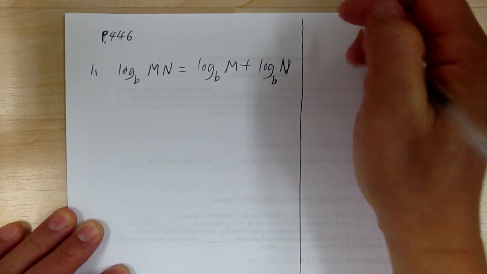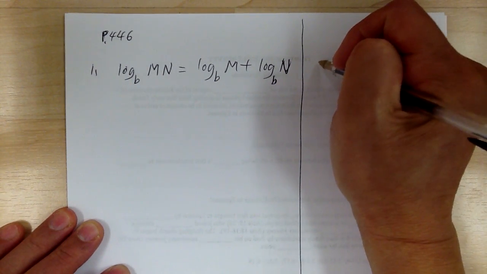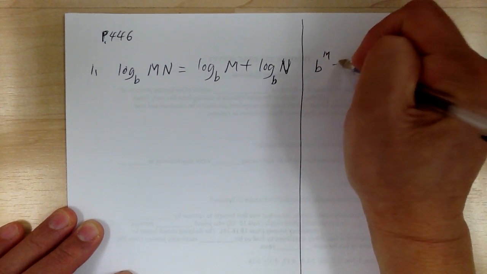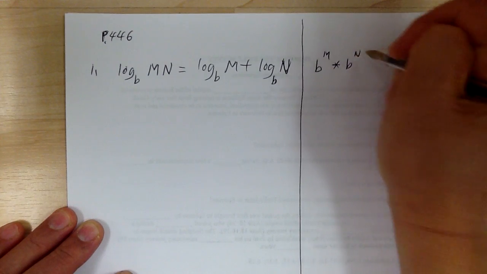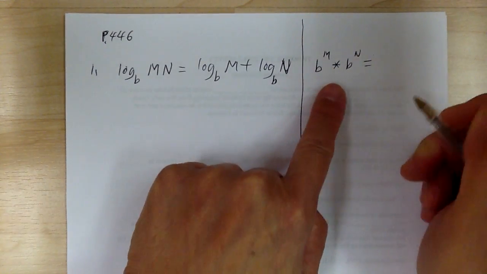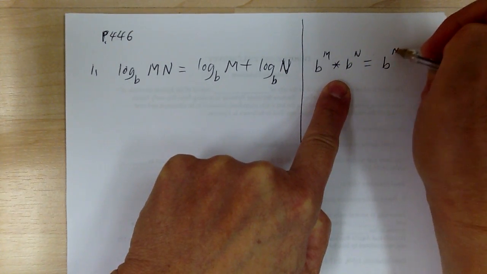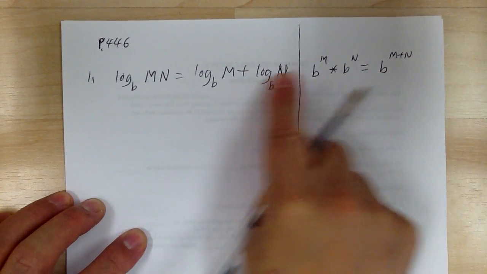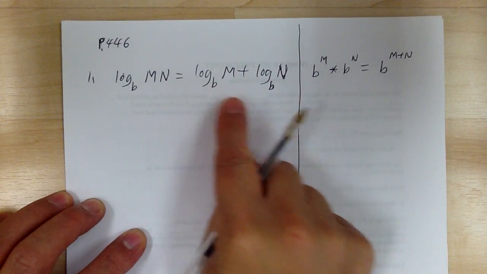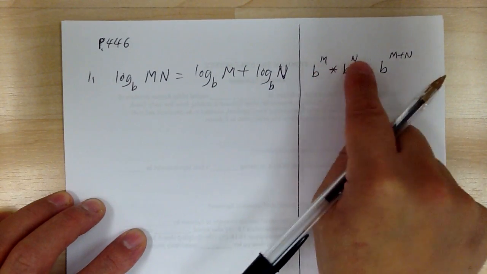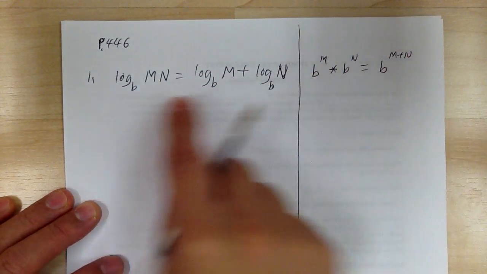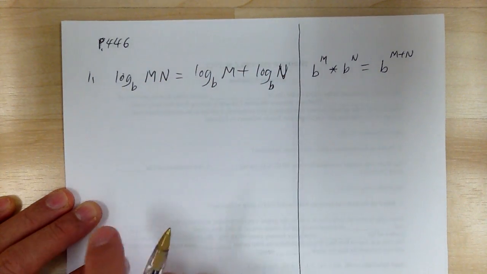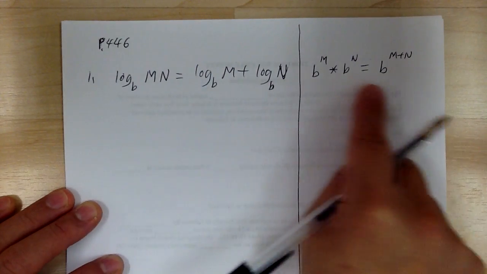Just like when you have b to the m times b to the n, this will become b to the m plus n, right? So you can see that. That's where it came from. Again, they are inverse functions of each other. So when you have multiplication, you add the exponents. So when you have multiplication, it becomes adding of the logs. That's where it came from.